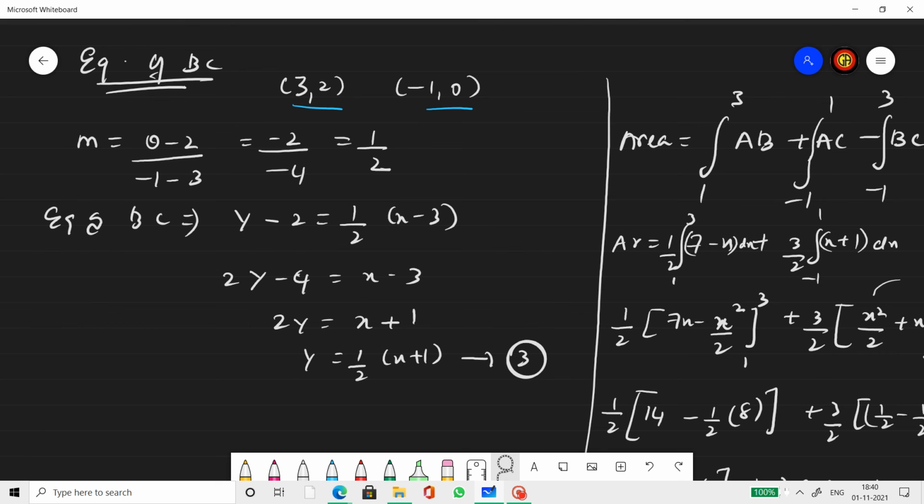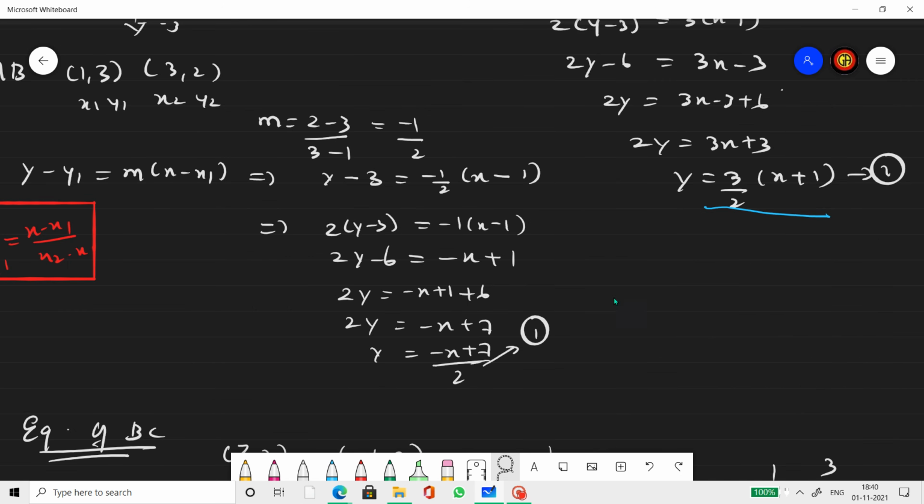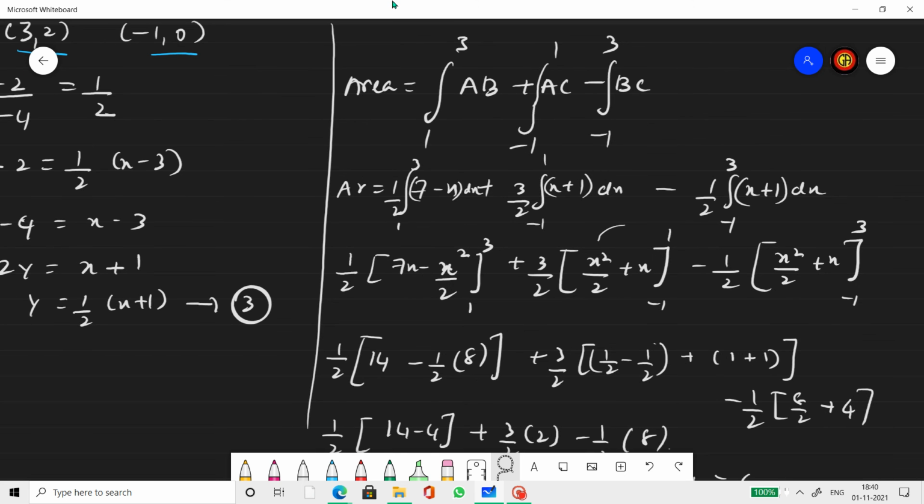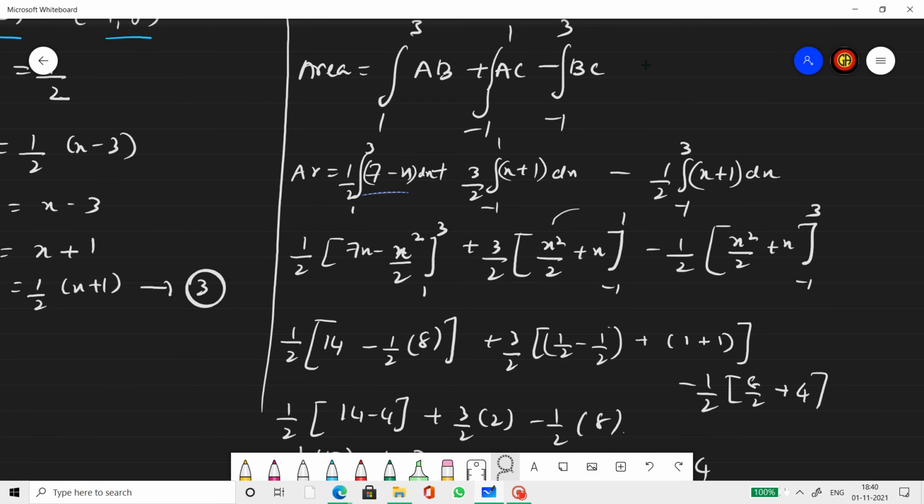So as I said in the beginning, to find the area, integrate the AB line segment with the x limit 1 to 3, plus the AC line segment with limit 1 to 1, minus the BC line segment with limit minus 1 to 3. AB's equation, AC's equation and BC's equation are taken. Just integrate them because they are very simple integrations here. So there is no need to explain that in a detailed way. You all know how to integrate these simple terms. Just keep integrating them.